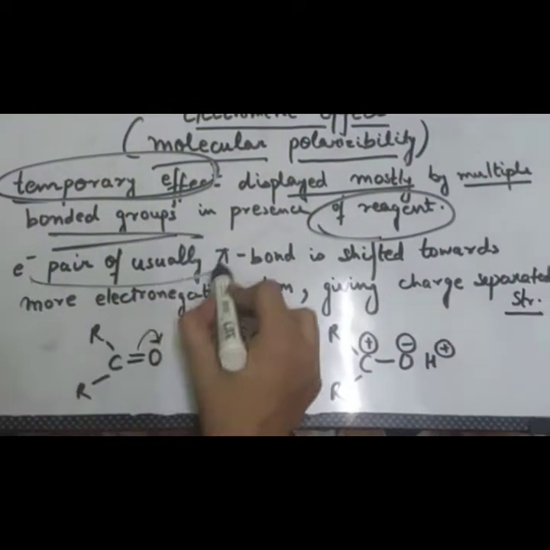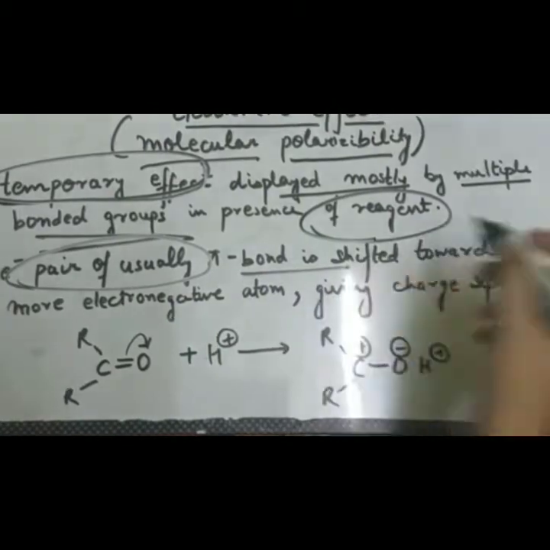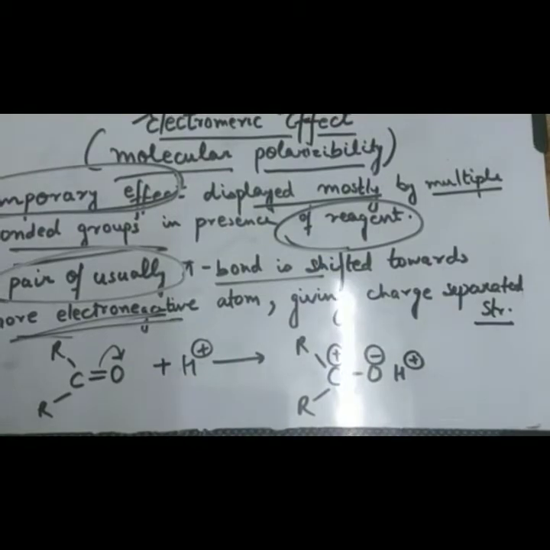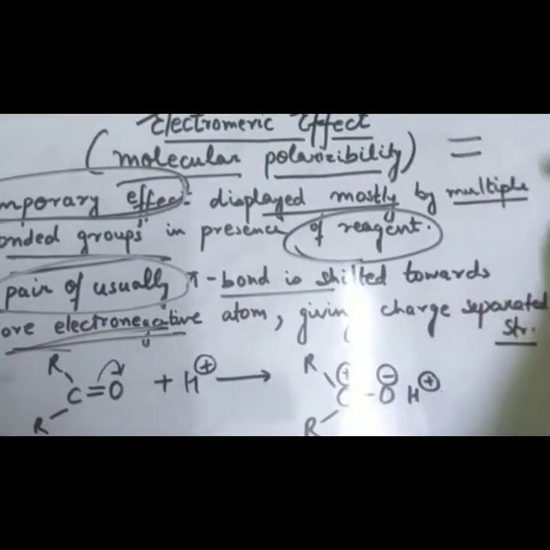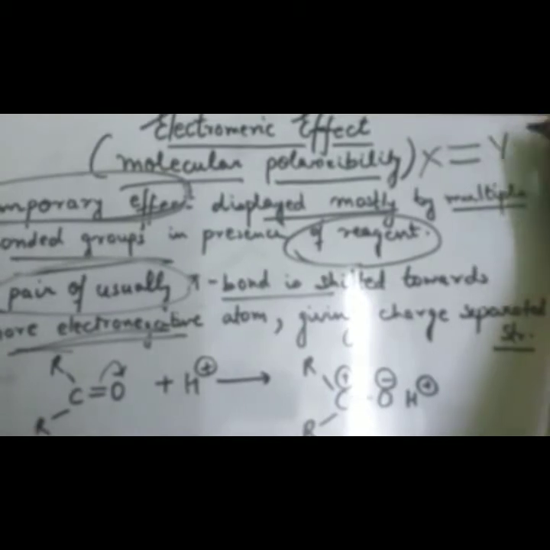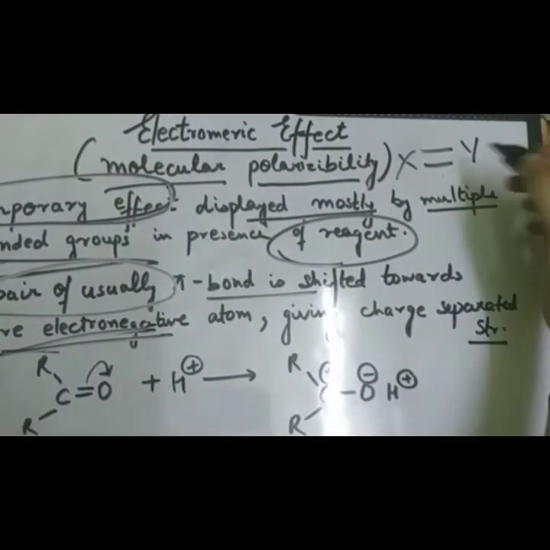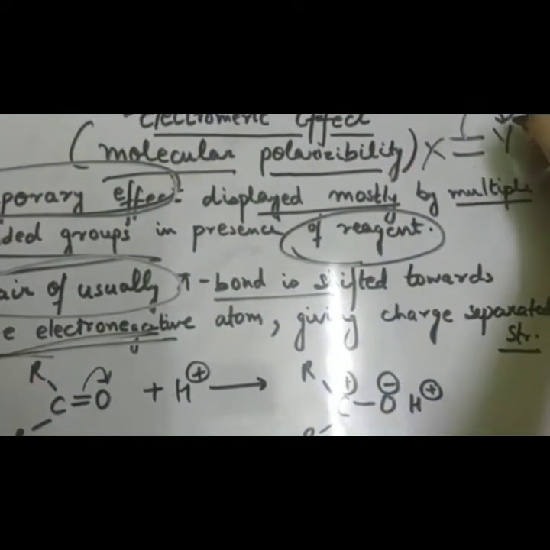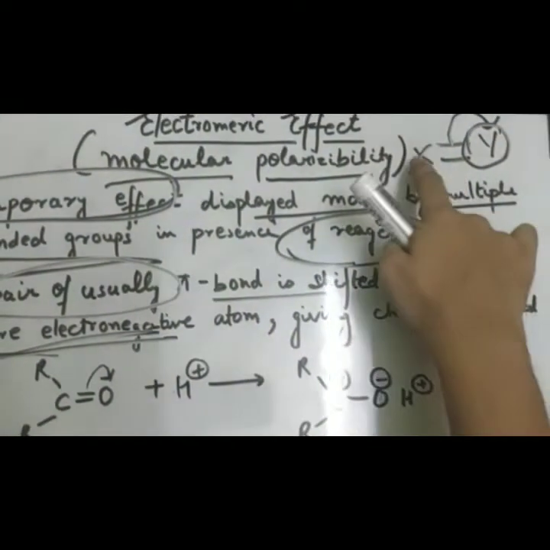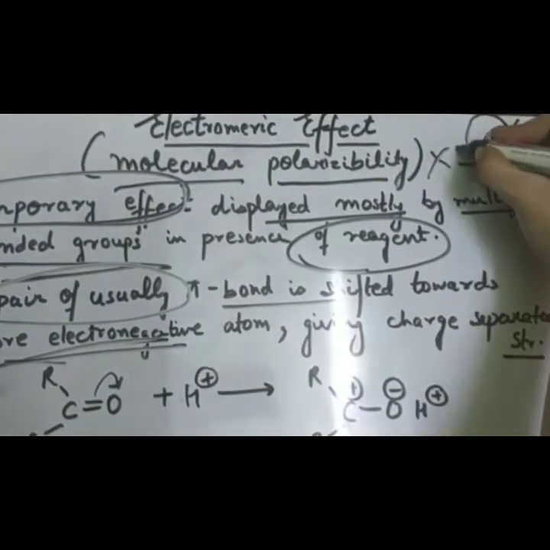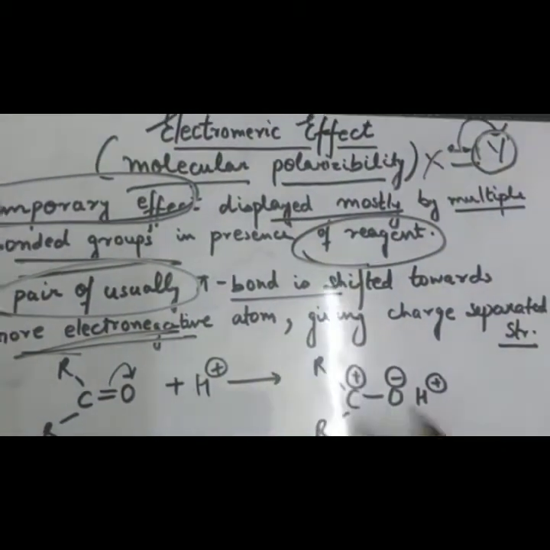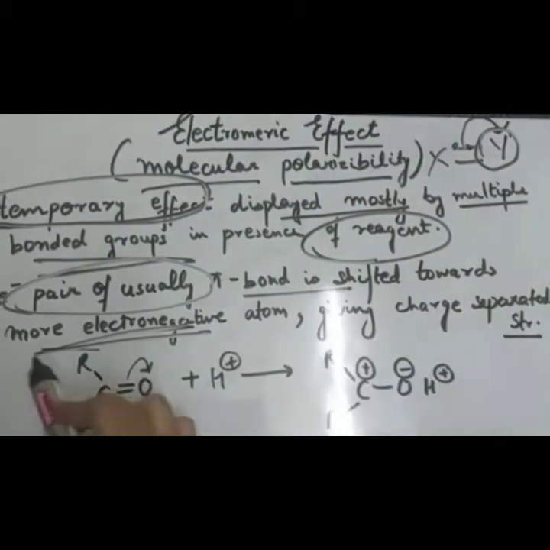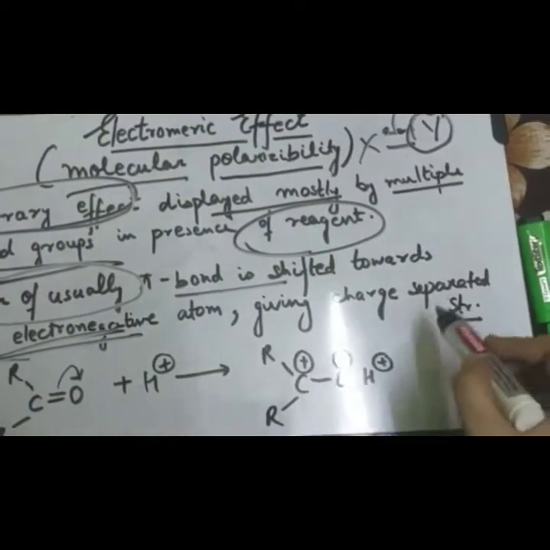Also, the electron pair of usually a pi bond is shifted towards the more electronegative atom. In this type of effect, with a triple bond or double bond, let's suppose we have X and Y, so it is a double bond. The bond shifts its electron pair to the side which is more electronegative. Let's suppose here Y is more electronegative than X, so this electron pair is shifted towards Y, giving charge separated structures.